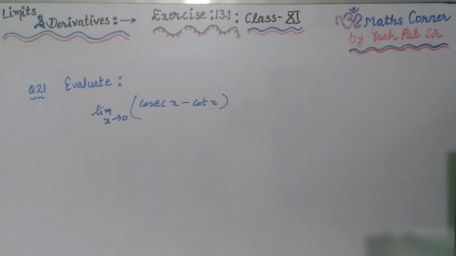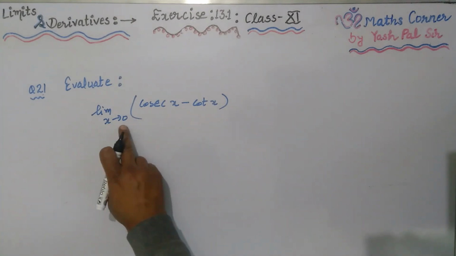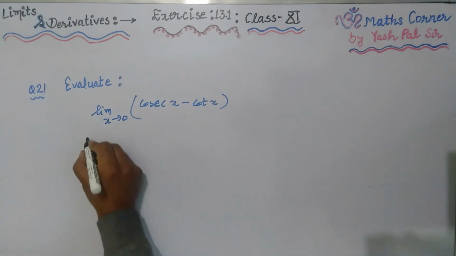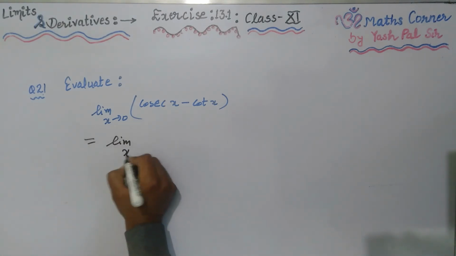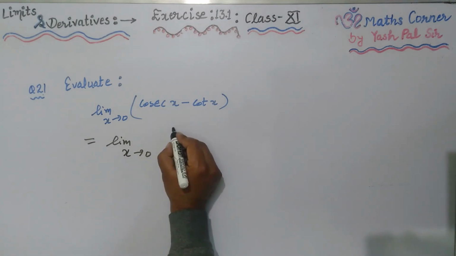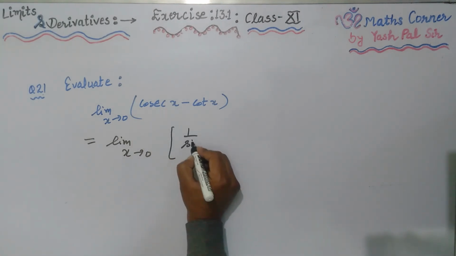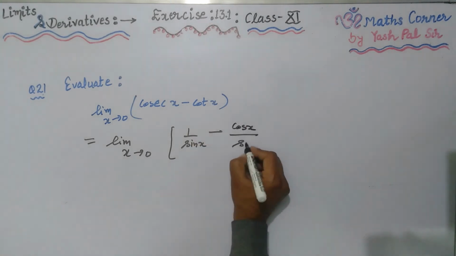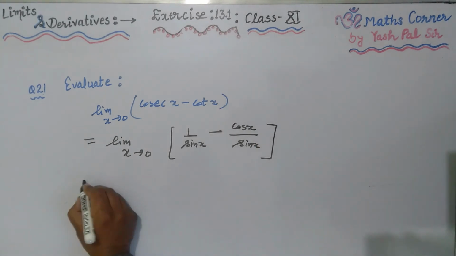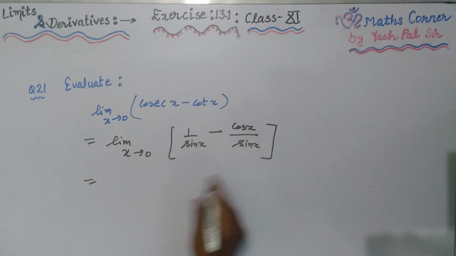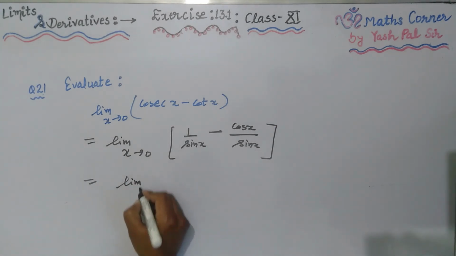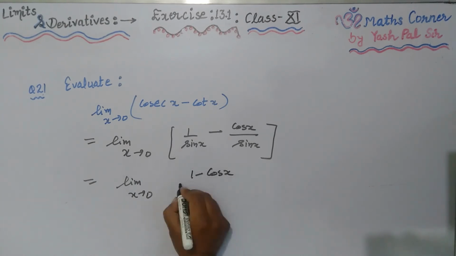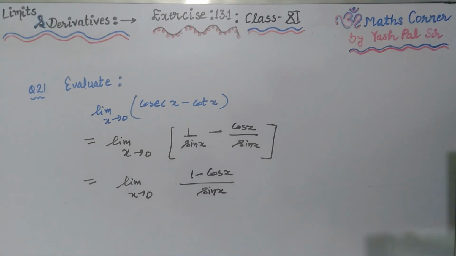Question number 21: evaluate the limit x approaches 0 of cosecant x minus cotangent x. So here we write cosecant x as 1 upon sine of x. Likewise cotangent x can be written as cos of x divided by sine of x. Further, taking the LCM, sin x is the same denominator, so we have limit x approaches 0 of 1 minus cos of x divided by sine of x.